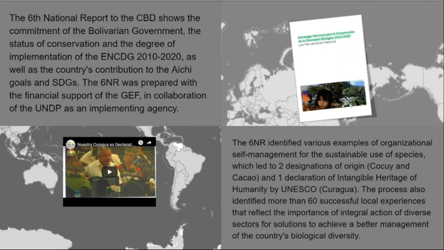This national report identified various examples of organizational self-management for the sustainable use of species, which led to two designations of origin, with cocoa and cacao species, and one declaration of intangible heritage of humanity by UNESCO, with the curagua plants. The process also identified more than 60 successful local experiences that reflect the importance of integral action of diverse sectors for solutions to achieve a better management of the country's biological diversity.